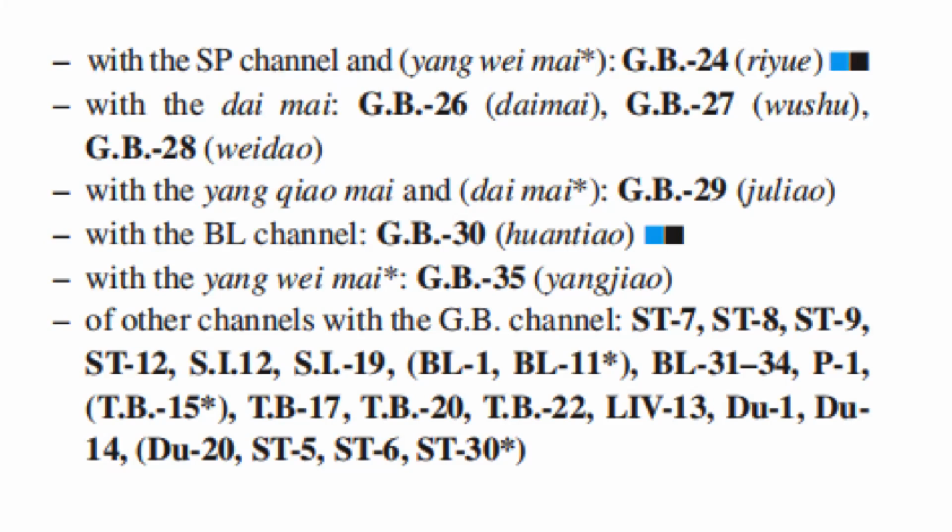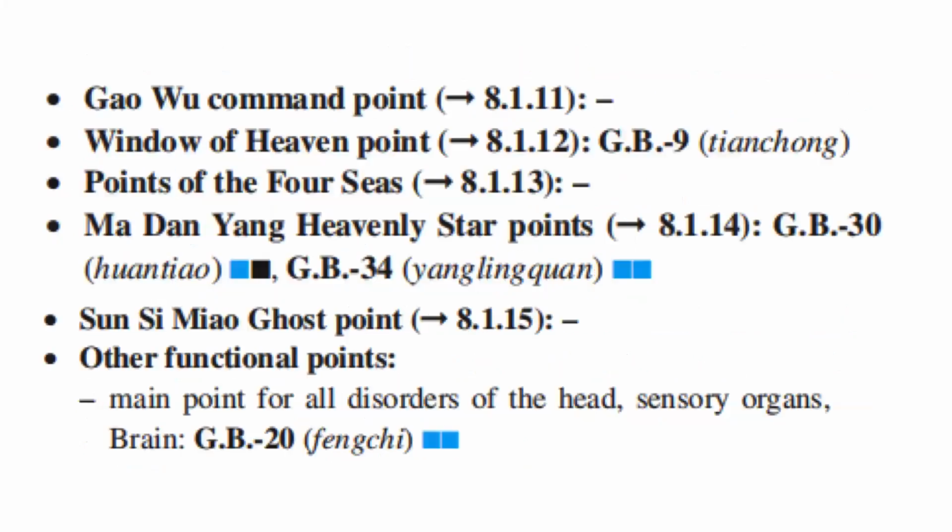Of other channels with the gallbladder channel, which includes stomach 7, stomach 8, stomach 9, stomach 12, SI12, SI19, bladder 1 and 11, bladder 31 to 34, pericardium 1, triple burner 15, 17, 20, and triple burner 22, liver 13, DU1, DU14, and DU20, stomach 5, stomach 6, and stomach 30.